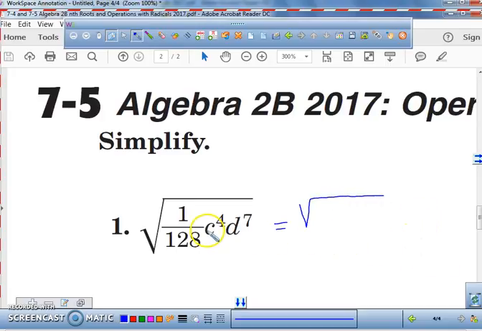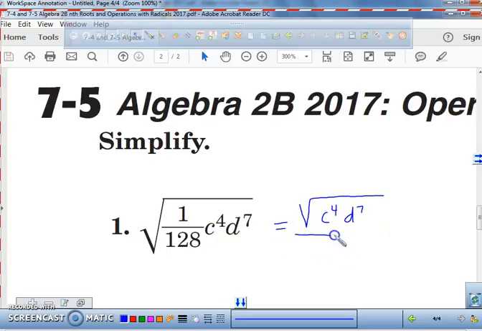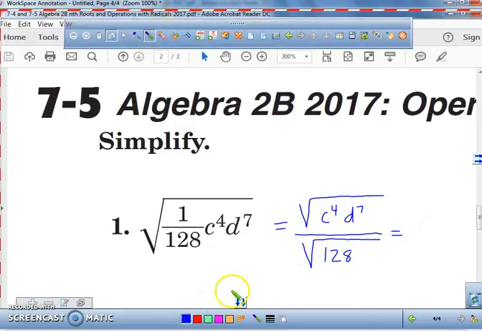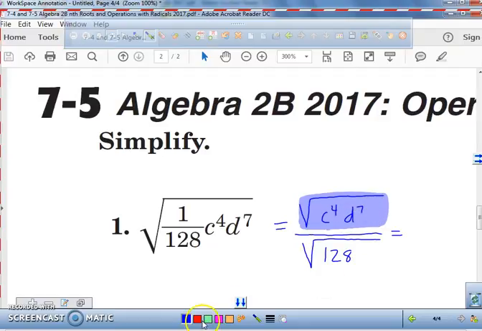In the numerator, what I'd like you to do is put c to the 4th, d to the 7th, and in the denominator, I'd like you to keep it as 128. So you've got the square root of c to the 4th, d to the 7th, over radical 128. That's our first expression that we're rewriting it as. I'm going to highlight the top in blue and the bottom in green. We're going to try to simplify these separately.